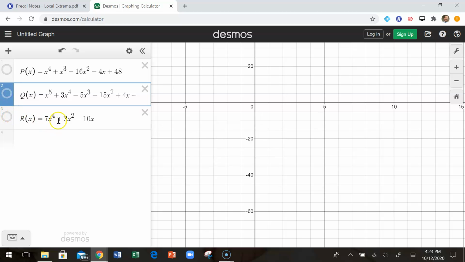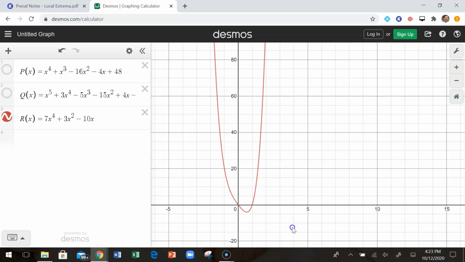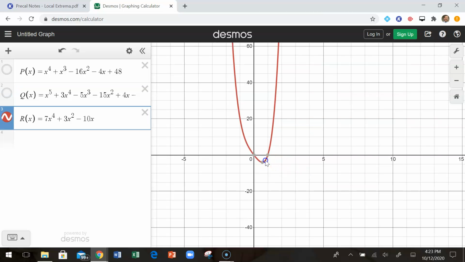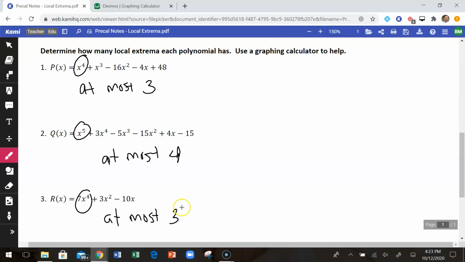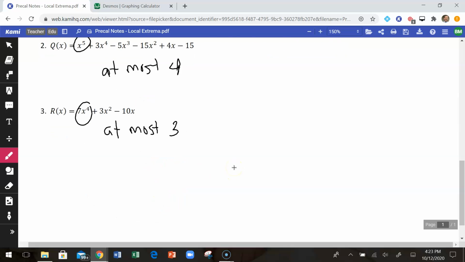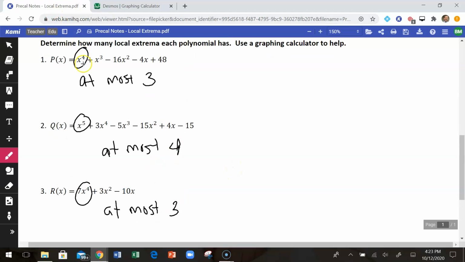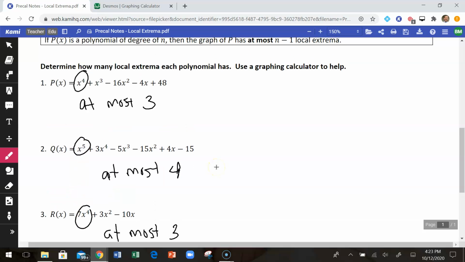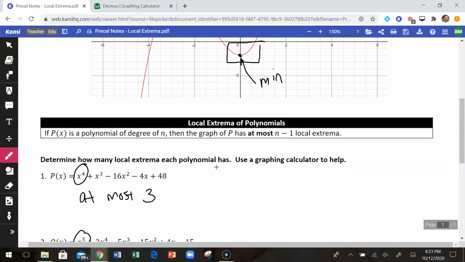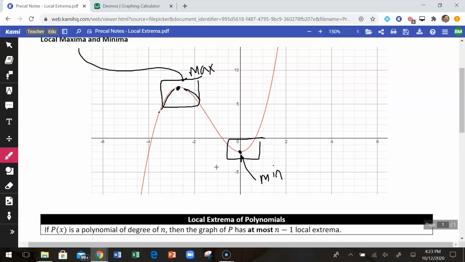The third one, 7x to the 4th plus 3x squared minus 10x. We said that has at most 3. But if you look at this graph, you actually only have 1. It only has 1 valley there, 1 local minimum. So even though it could have had 3, the function is of a sort that only gives us 1 there. So local extrema are determined by the degree of your polynomial, and then if you actually graph them, you can see how many of those local max and minimums you have.